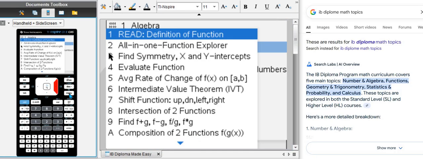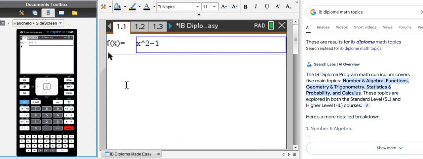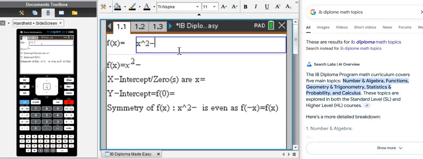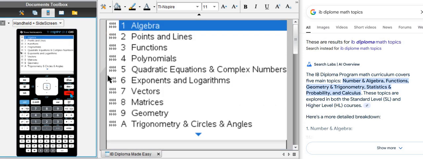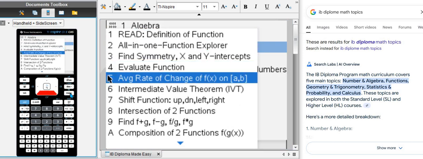Functions is a topic. If you want to do the all-in-one Function Explorer, you enter your equation, x squared minus 1, for example. You see the x-intercepts, the y-intercepts, and it has an even symmetry. Okay, and you can of course do a whole lot more here.